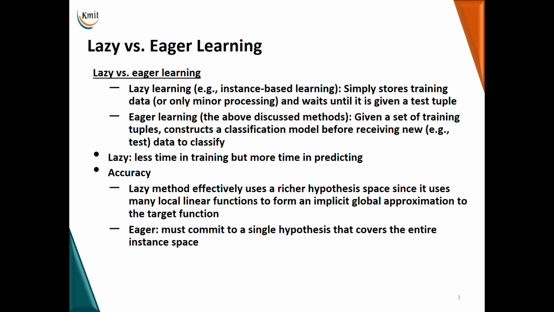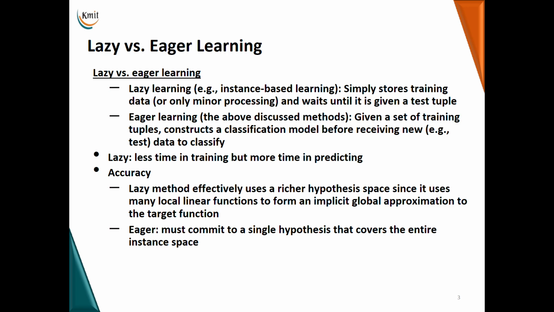Now, lazy is what? Less time in training but more time in predicting. Accuracy of lazy learning method: it effectively uses a richer hypothesis space, since it uses many local linear functions to form an implicit global approximation to the target function. Yes, because your lazy learner is accurate and effective. Why? Because as I told you in the previous example, I am purchasing a pen, and like me there are 10 more customers who are buying the pen. Now it's the point of the lazy learning technique to give the correct prediction. It has to be more effective compared to the eager learner.